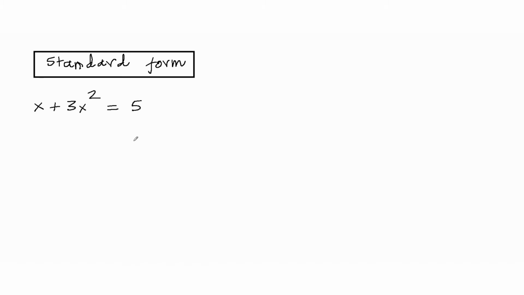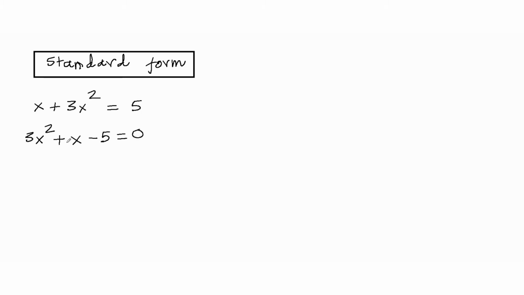So what we will do is, we will group all the terms on the say left hand side. Now that's not necessary. You could group all the terms on the right hand side also. But generally we tend to group all the terms on the left hand side and make the right hand side equal to 0. And I would write it in the order of the decreasing powers of the variable. So I would rewrite this as 3x square plus x and shift the 5 to the left hand side minus 5 equal to 0.